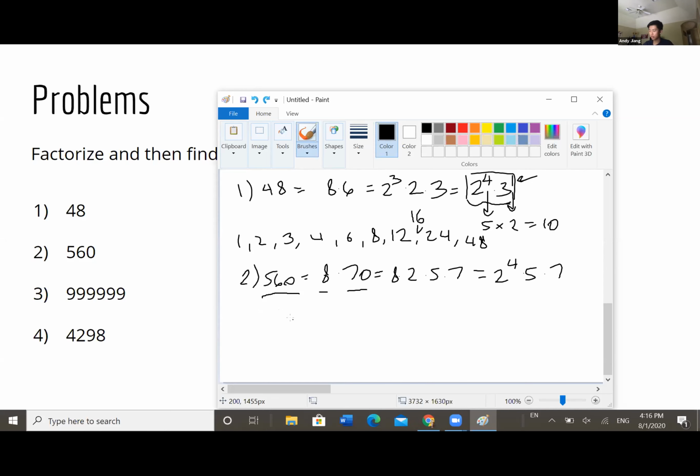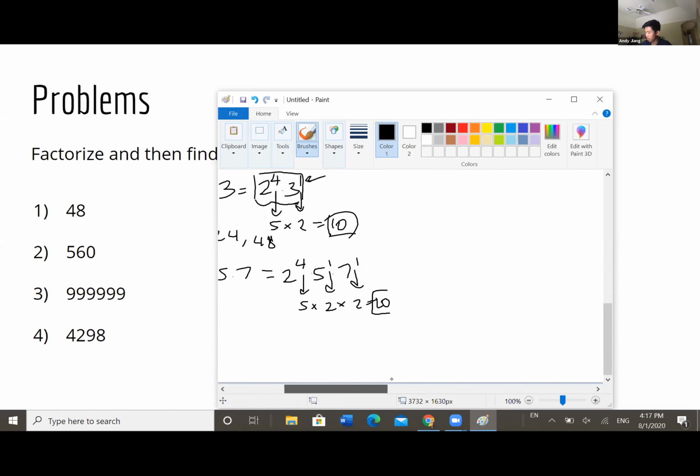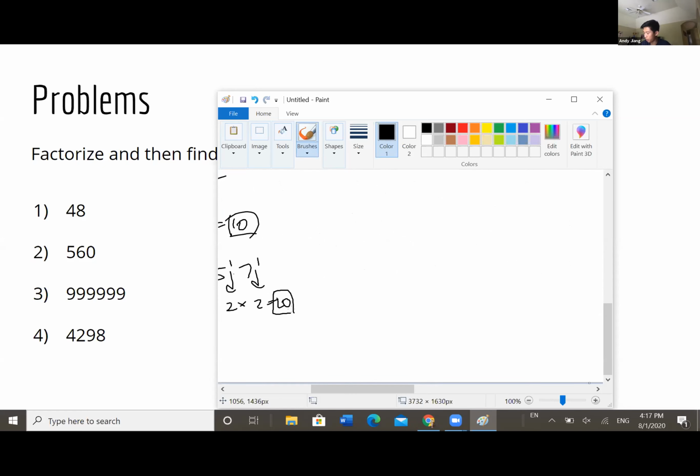Okay, I see enough answers for number 2. Here what I do is add 1 to all of those, so I get 5, 2, 2. Then I multiply them, and I get 20. So 560 has 20 factors. 48 has 10 factors. So we're halfway there. What about the next number?